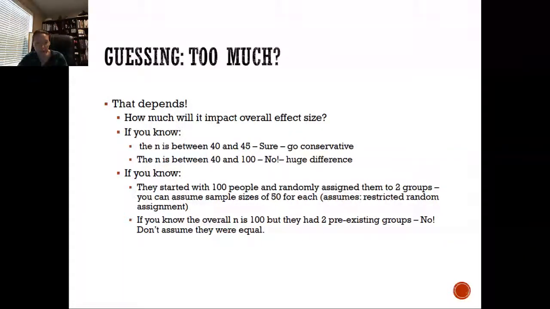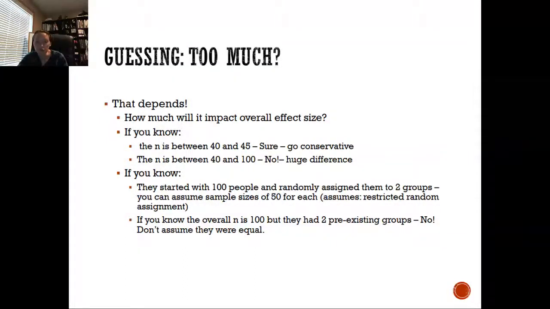But let's talk about another example. What if you had an overall N, but they said that they had two pre-existing groups? In this instance, I don't really have any reason to believe that those groups were equal in size. And if they don't specify, I have no reason to believe that they were equal.